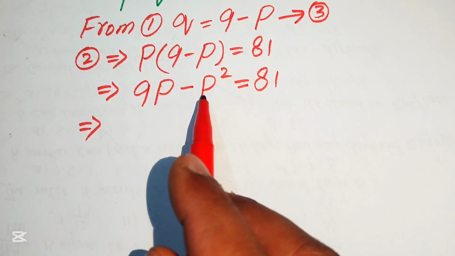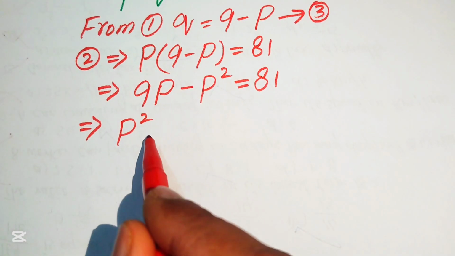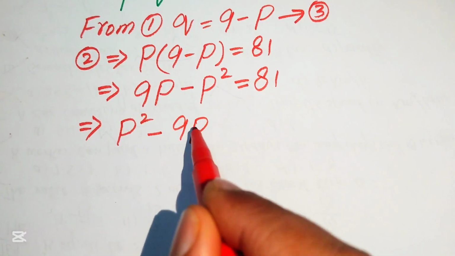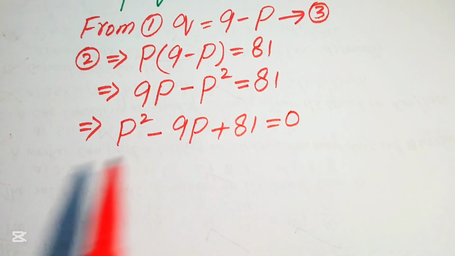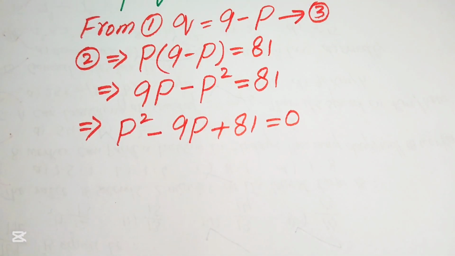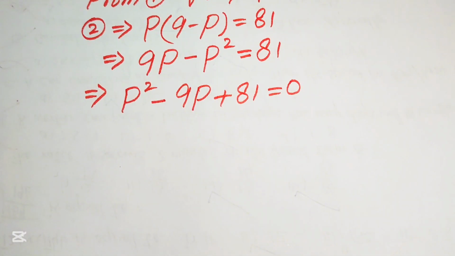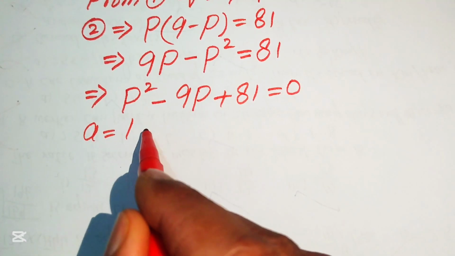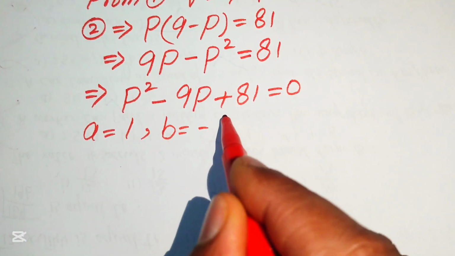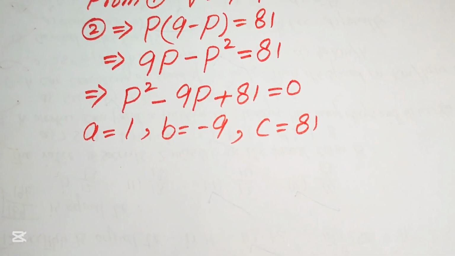You see that this is minus p square. When we move it to the right hand side it becomes plus p square. This is plus 9p. When we move it to the right hand side it becomes minus 9p, and this is 81 equals 0. So here this is our equation in the standard form. Now we need to apply the quadratic formula in order to solve this quadratic equation. First we write the coefficients of this equation: a equals 1, b equals minus 9, and c equals 81. So these are the values of a, b and c.